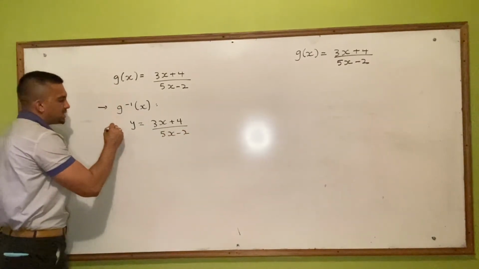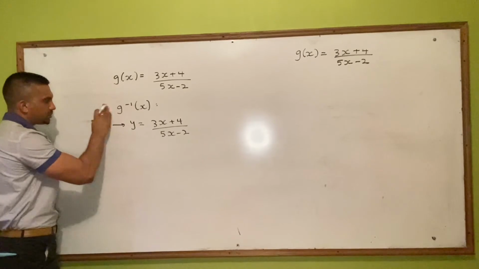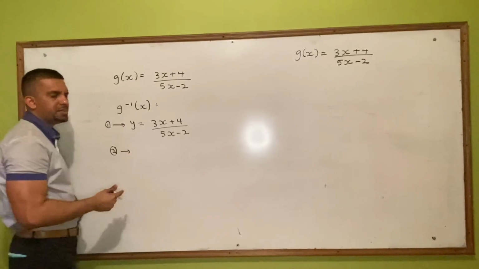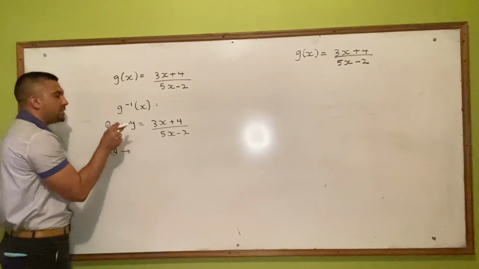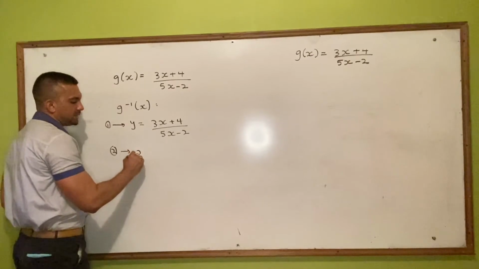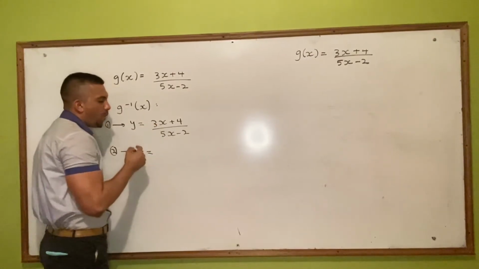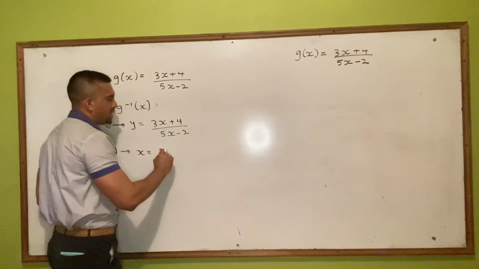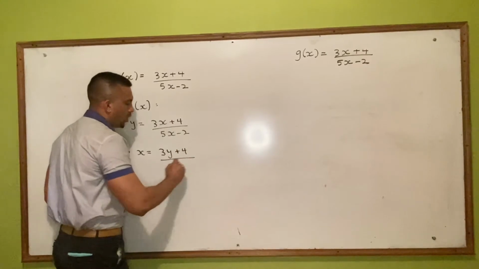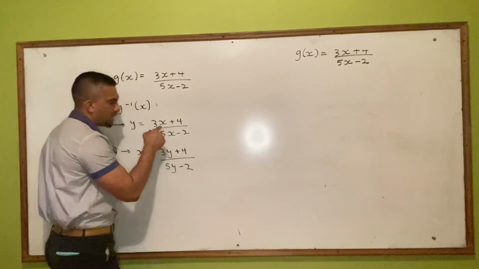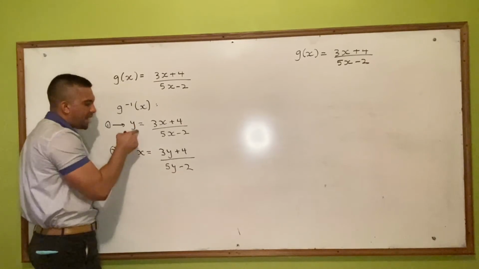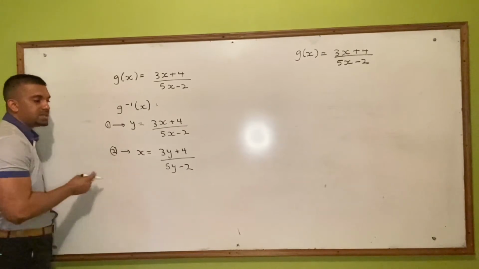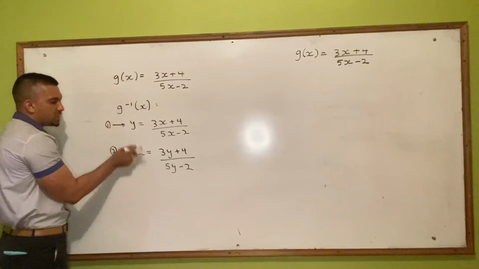So this is step 1, let me just label it. Step 2 is that you interchange. Transpose will be the last step. The second step, you interchange: anywhere you see y, you place x, and anywhere you see x, you place a y. So you're swapping x with y and y with x. It now becomes x is equal to 3y plus 4 all over 5y minus 2, because x is replaced with y and y is replaced with x. That's what they mean by interchanging. A big word with a simple meaning. Interchange means you swap it.